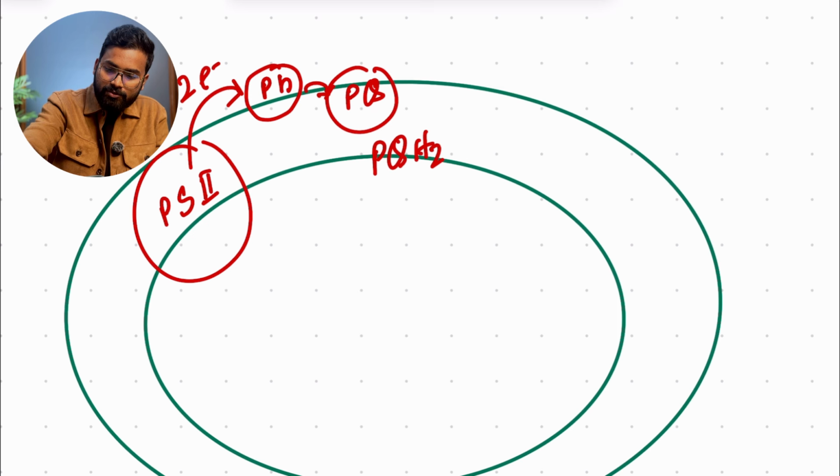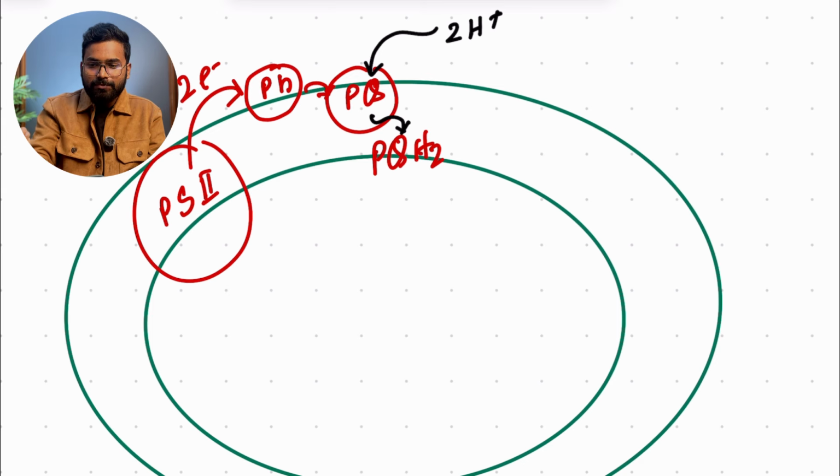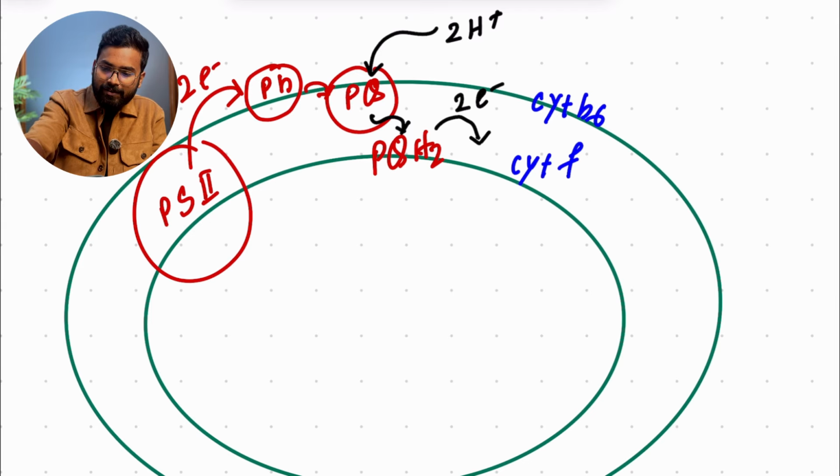And where will this 2H plus come from? This 2H plus will come from the stroma. Now, receiving 2H plus, PQ becomes PQH2, that is plastoquinone becomes plastoquinol. And from here it goes somewhere. This electron moves to somewhere called cytochrome B6F. This is cytochrome B6 and here is cytochrome F.